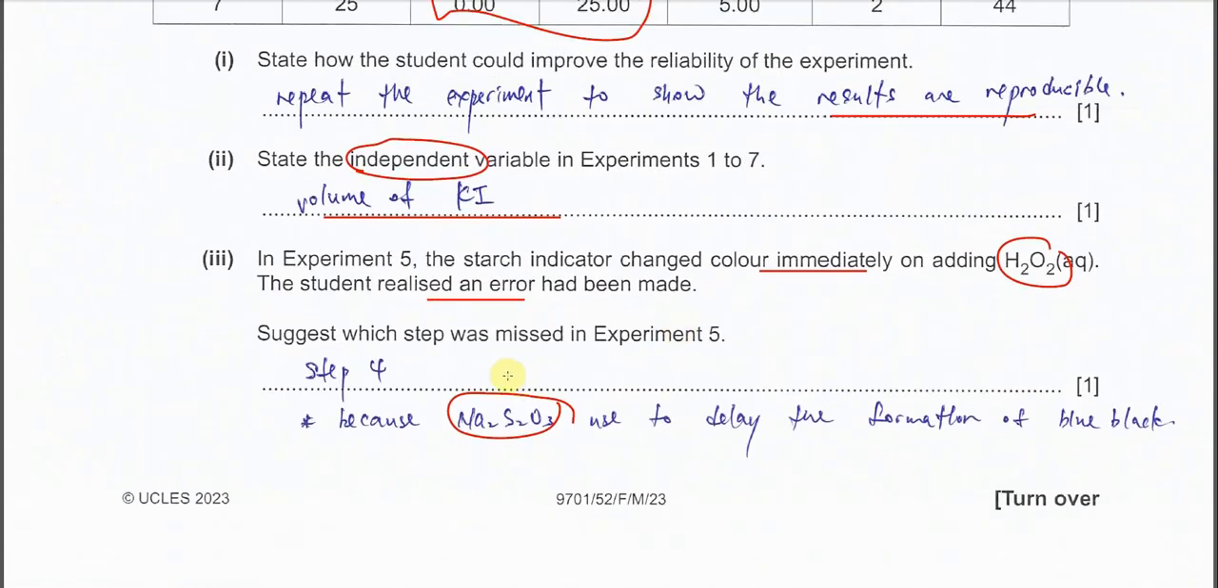Right. Okay, because the question says to suggest which step was missed in experiment 5, it must be step 4, because step 4 is the addition of thiosulfate. Again, thiosulfate is used to delay the formation of blue-black. Without thiosulfate, the blue-black will form immediately. That's why it must be step 4.